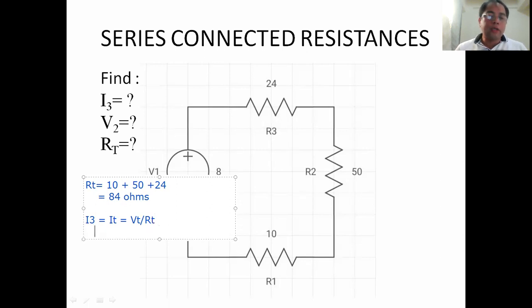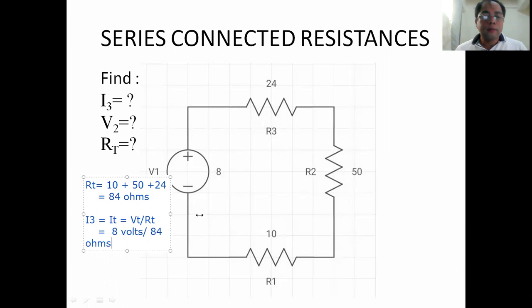And therefore, if you try to calculate I3, Vt is given to be 8 volts. So if you check this round symbol with plus and minus sign, this is the battery. So this is our Vt value, 8 volts. If you divide that 8 volts by 84 ohms, then we will roughly have a value of around 0.095, and that's in current, therefore in amperes.